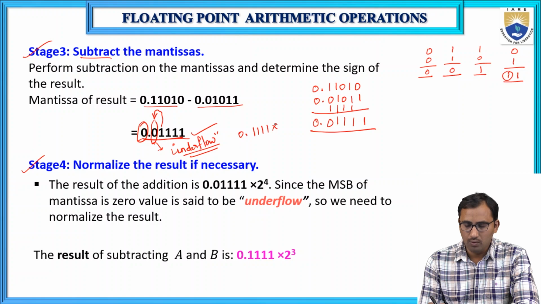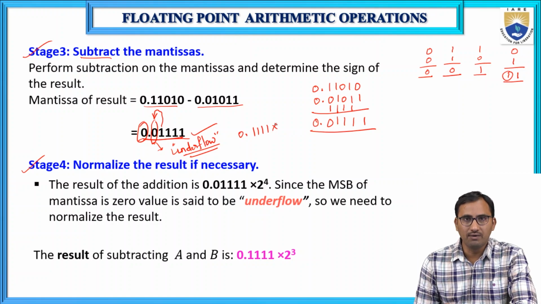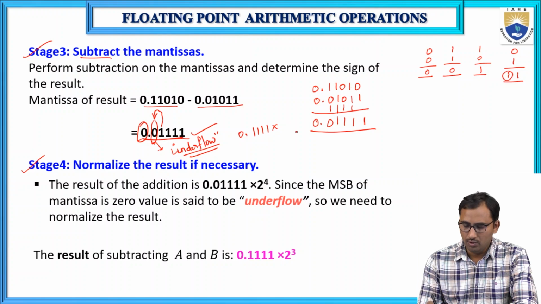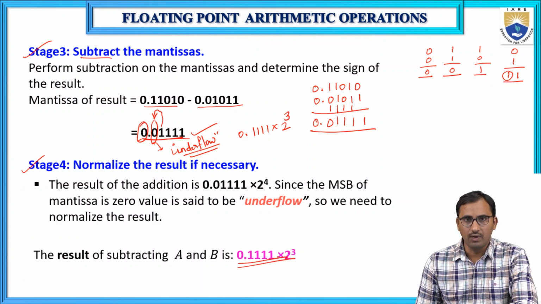If you perform the shift left operation, it becomes 0.1111. When you perform a 1 bit shift left operation, the exponent value will be decremented by 1. Previously the exponent was 4, now it becomes 3. So the result will be 0.1111 into 2 power 3 after subtraction.